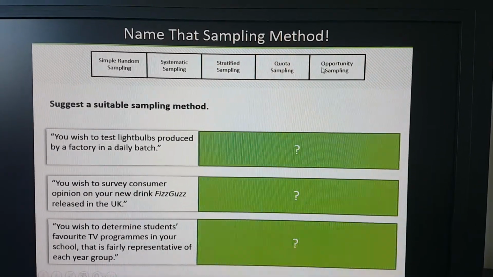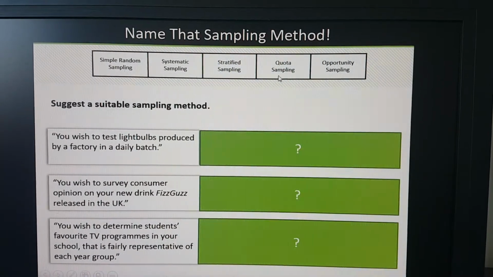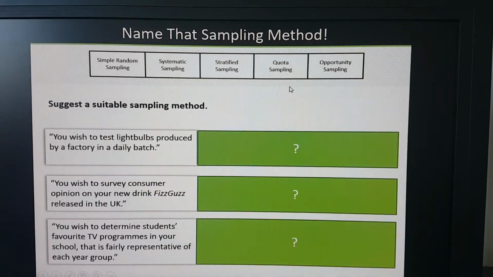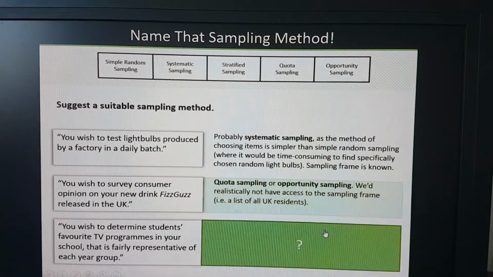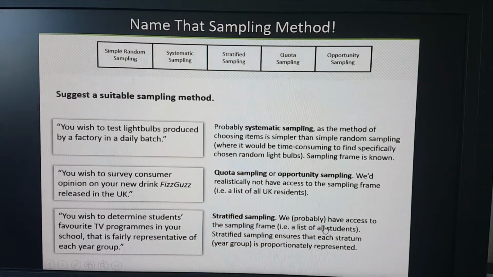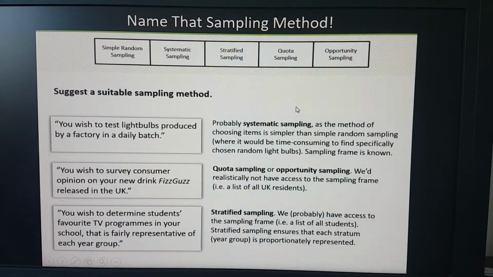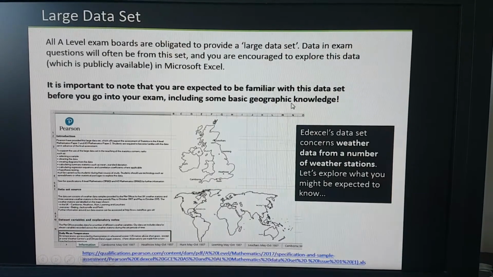Okay, and if it's non-random, again, if it's grouped, that is quota sampling. If it's not, then it can be opportunity. Okay, so those are the answers. Pause it and read them. If you're not sure, write me a comment.